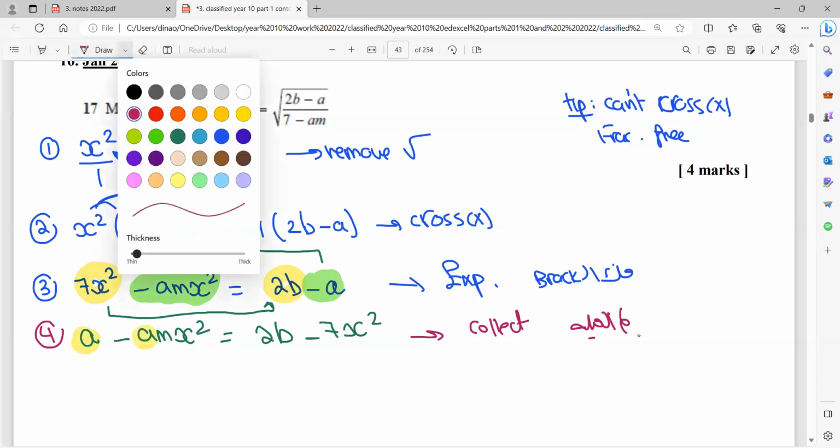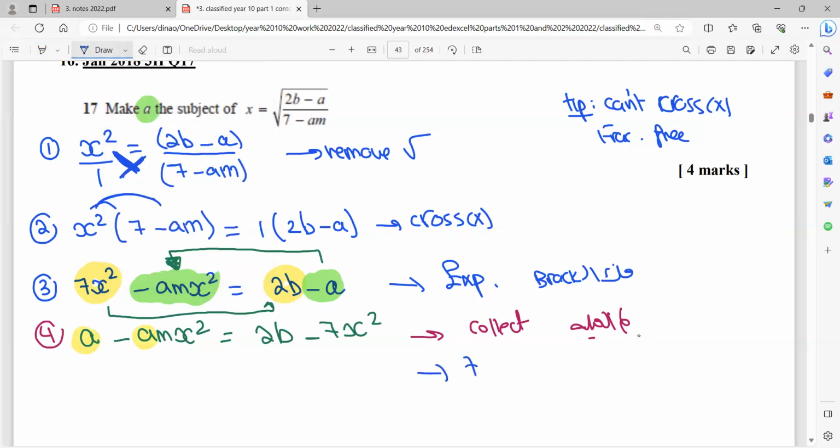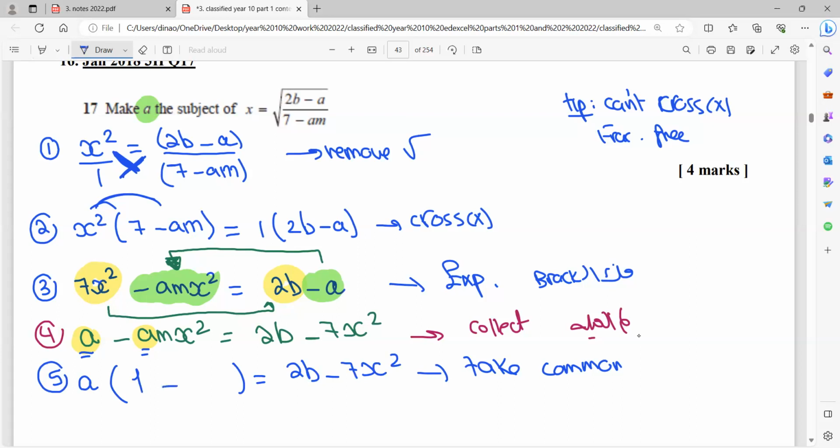After we did the collect the family step, what do I do next? I take it common. Meaning that in step number 5, I'm going to take the letter A as a common factor. So A open bracket equals the right-hand side as it is, 2b minus 7x squared. Now, remember that when you fill inside the bracket, you divide. So A divided by A is 1. And then this term divided by A is mx squared.